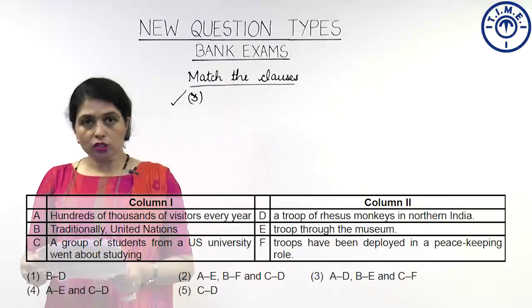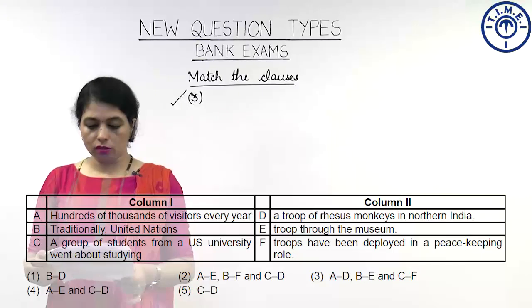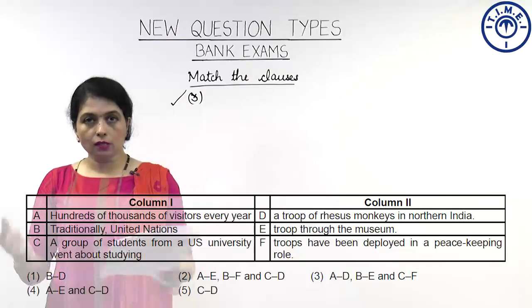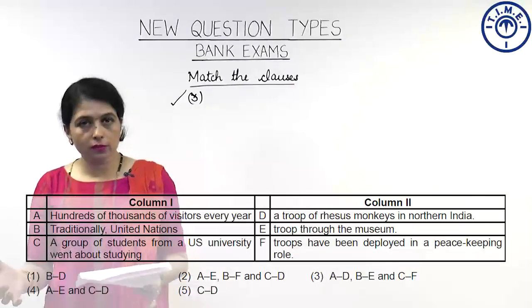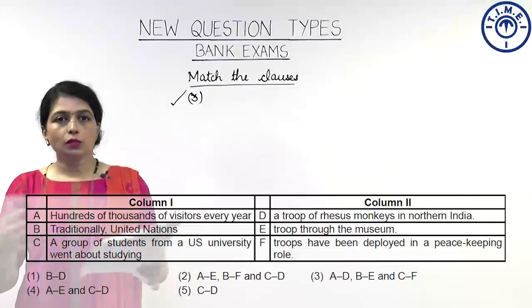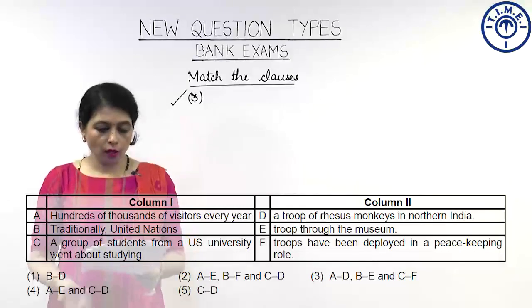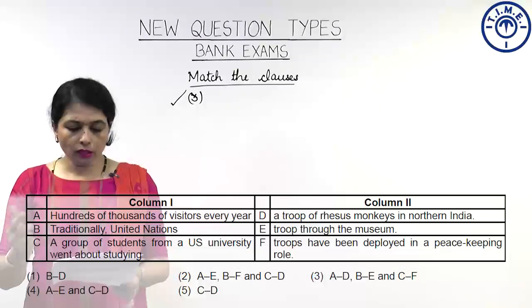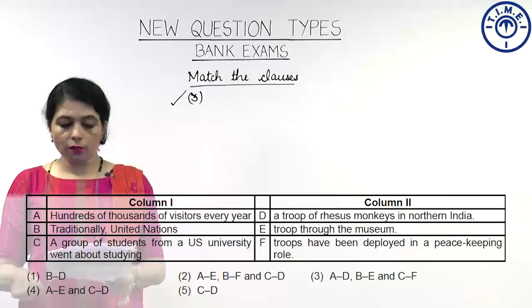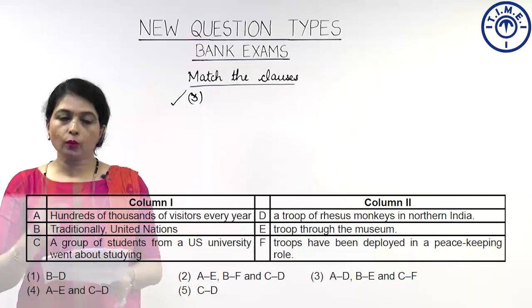B says traditionally, United Nations. A troop of rhesus monkeys. Now, United Nations and a troop of rhesus monkeys in northern India has no connection at all. So, it becomes illogical and we cannot work with that. B with E also can't be worked out because we have already paired A with E.